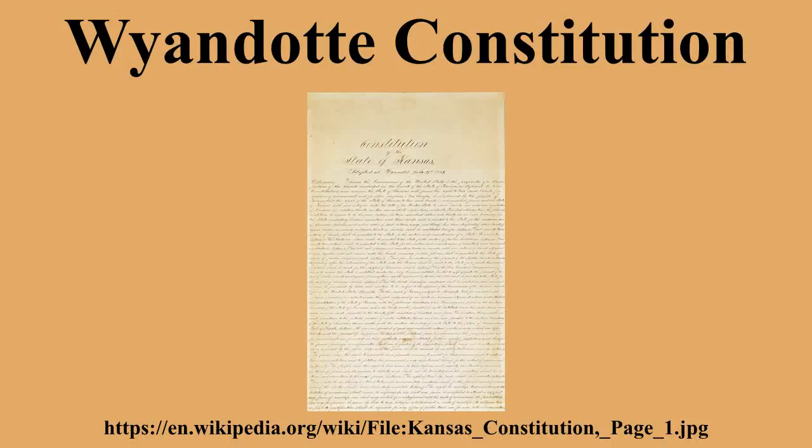As 11 slave states seceded from the Union, the senators left their seats, and on January 21, 1861, the Senate passed the Kansas Bill. The admission of Kansas as a free state became effective January 29, 1861.